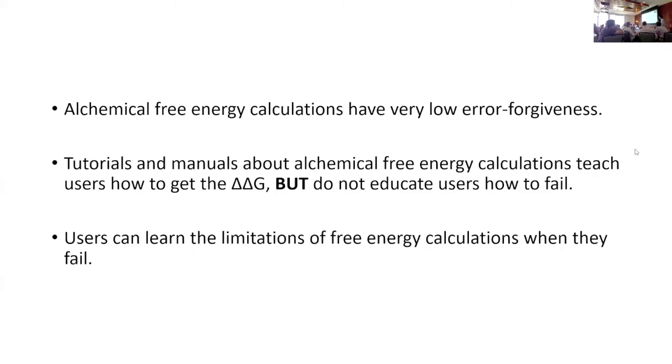I feel like a lot of tutorials and manuals about alchemical free energy calculation teach people how to get the delta G. It doesn't teach them how to fail. They don't know the limitations of free energy calculation, so they assume they are doing it right, but they actually are not. So I think it's important to have a program or something like that to teach students how to fail.